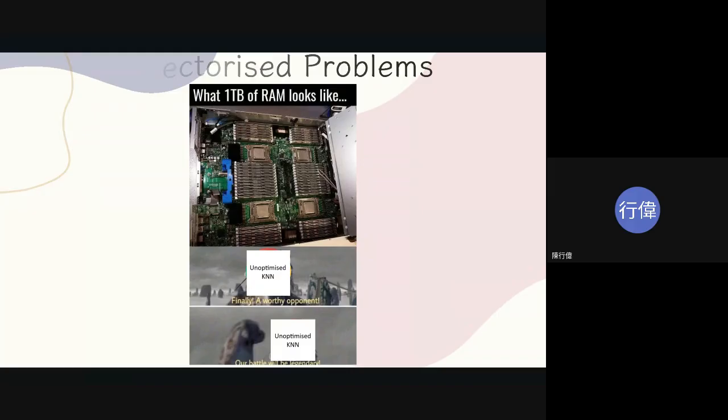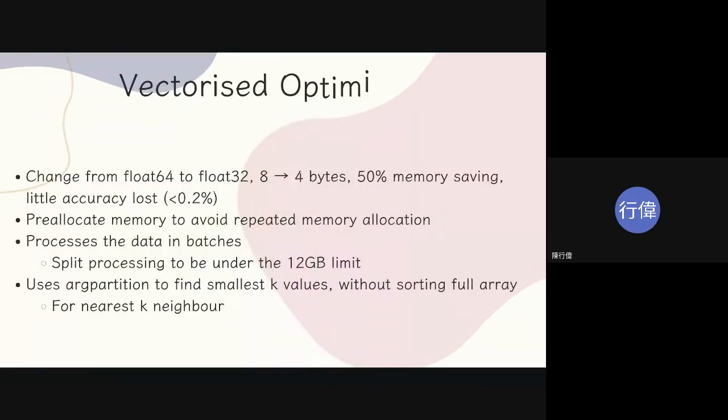Okay, so how do we solve this? We need to basically reduce the memory space. The first thing that I did was to change from float64 to float32, which reduces all the space by half, and it's quite big. But because the values are so small, there's very little accuracy loss, so we don't really have to worry about that.